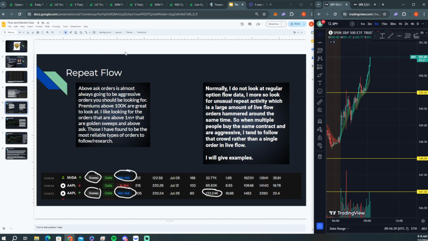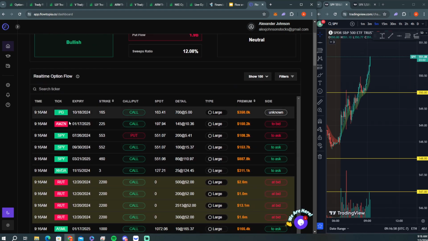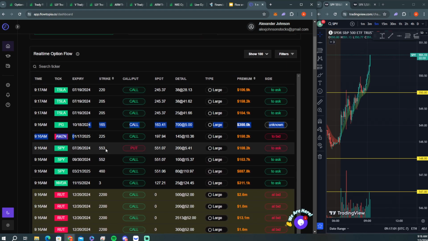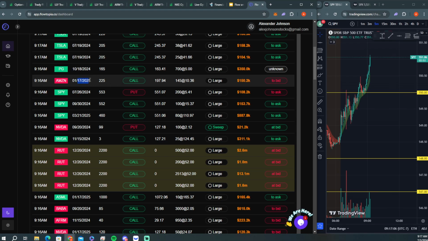So I look for repeat flow orders. If there are multiple of the same contract coming out at the same time, or roughly around the same time, those are the ones I pay attention to. I can give you lots of examples, because it's not good to look at just singular orders and say, okay, this one, Amazon, they sold a call at January 17th, 2025. You can't look at that and just get into it right away. You've got to dig deep and figure out what you're looking for.